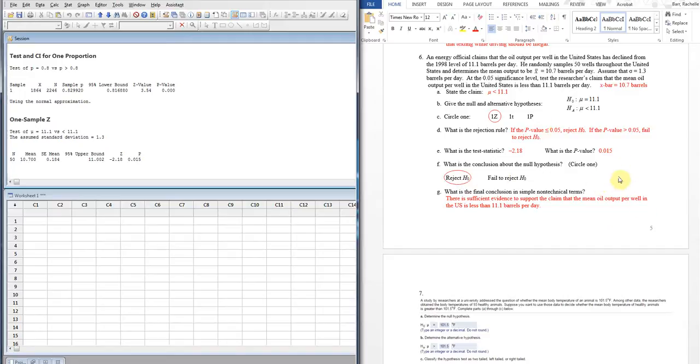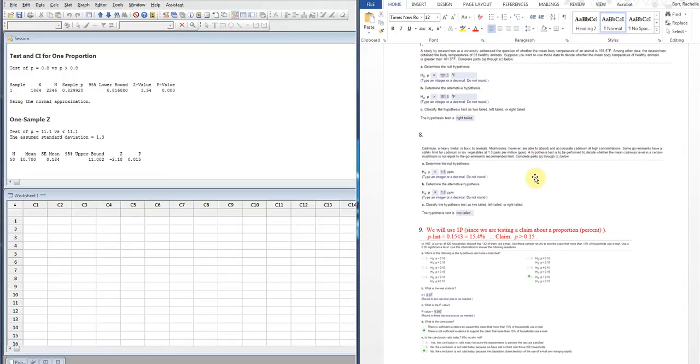compared to 5%. And this is significant at the 5% level is another way to say that. I should have been saying that all along. Guess it pays to listen to the end. Suckers! All right. So there is sufficient evidence to support the claim that the mean oil output per well in the U.S. is less than 11.1 barrels per day. Good times.